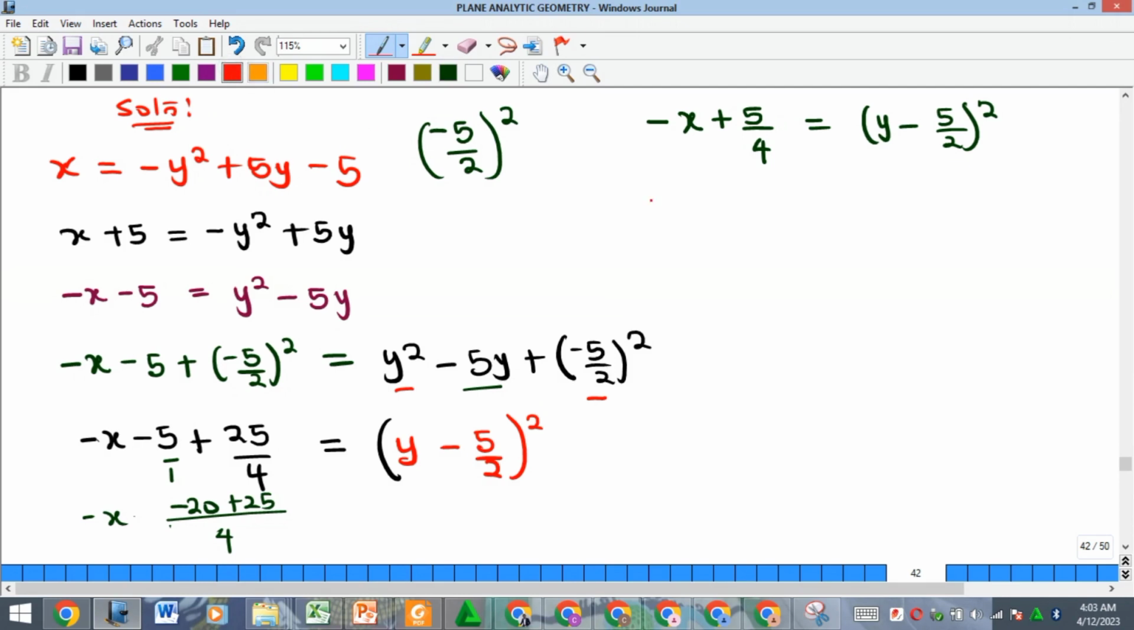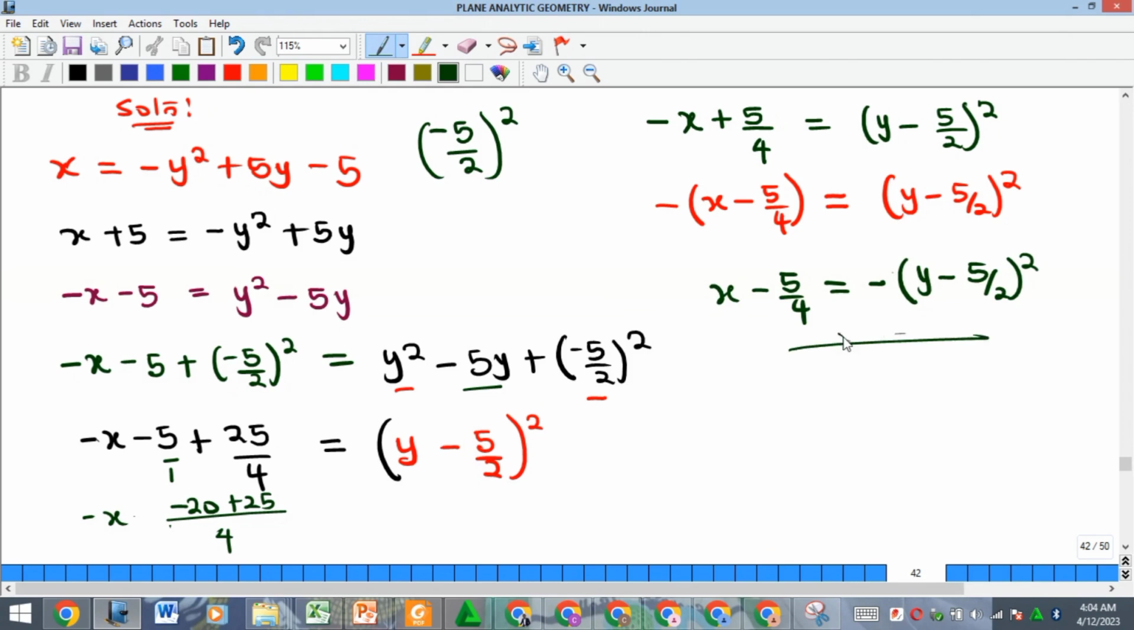Okay, so from here we will see then that if we factorize, we are going to have minus x minus 5 over 4, because your x has to be positive, and so this is going to give us y minus 5 over 2 all squared. So if I now divide both sides by minus 1, I would then have, and you have gotten the standard form of this particular parabola that was given to us.